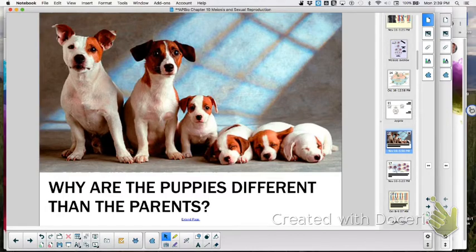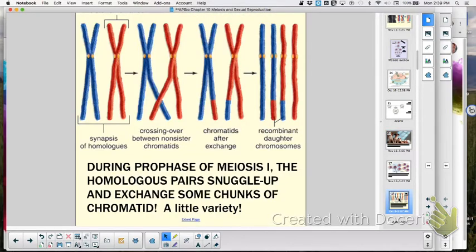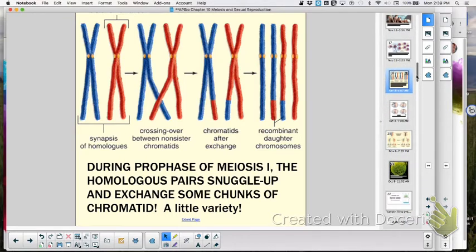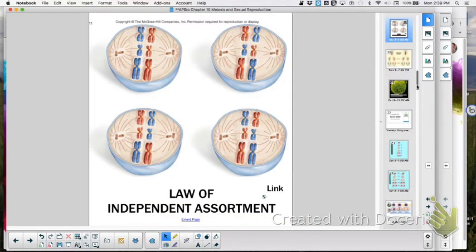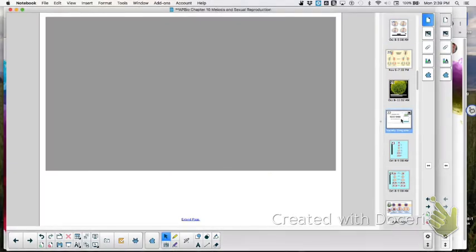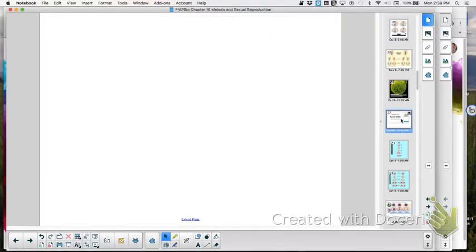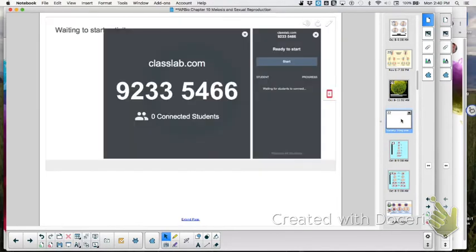Does that make sense? Okay, so that's how we have variety. You have crossing over during prophase 1. You have independent assortment during metaphase 1. Let's check these questions right here for starters. I have some other review questions in here as well.